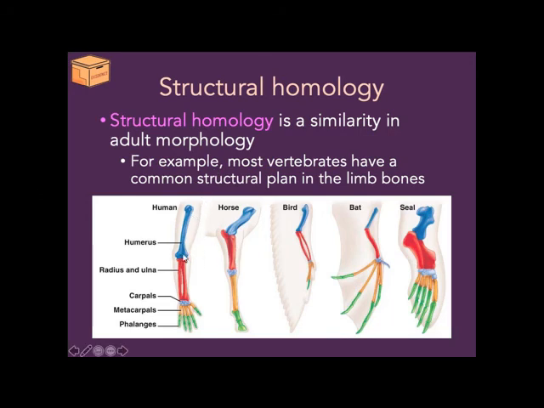So we know that this is the same bone in a human, a horse, a bird, a bat, and a seal. The radius and ulna, right? We all have that. We have the carpals in the wrist here, the metacarpals, and then the phalanges, right? So the reason why all of these different species have the same limb bones is because we inherited them from our common ancestor, right? Some kind of little salamander guy crawling around who had those limb bones.